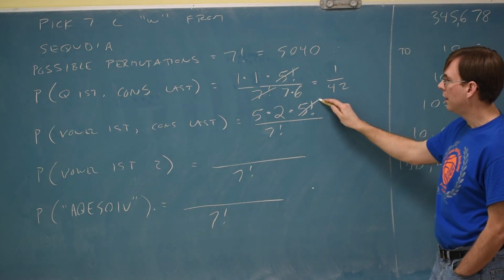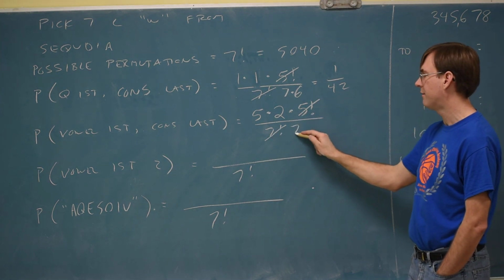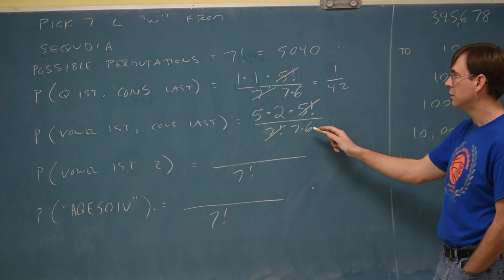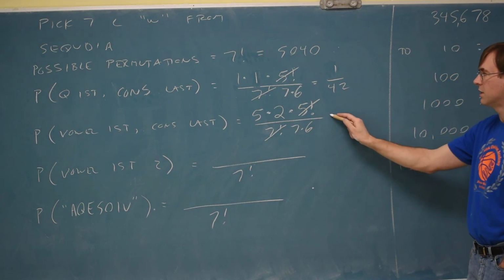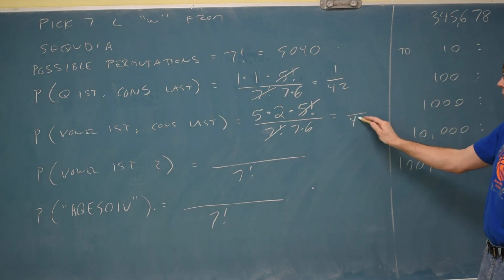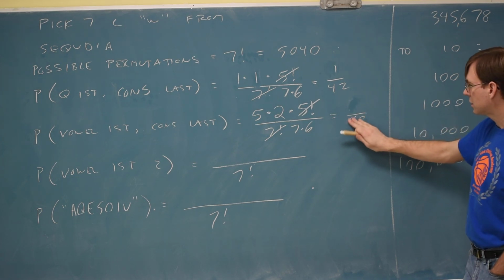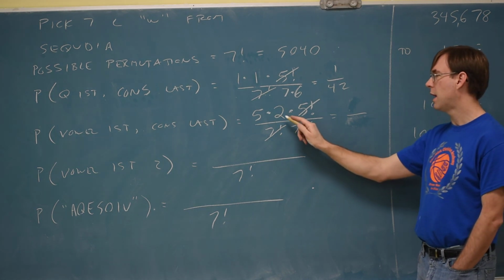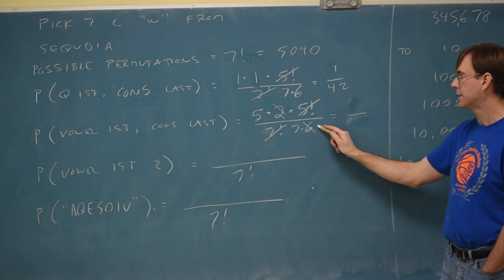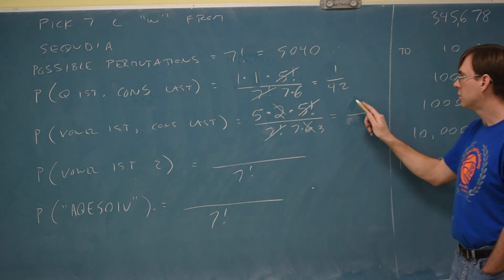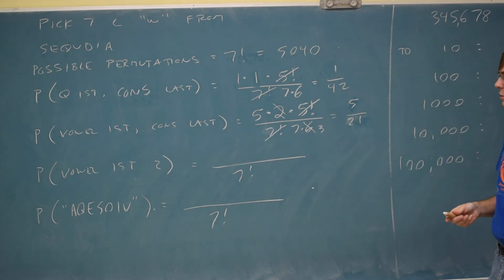5, 4, 3, 2, 1 can cancel 7, 6, 5, 4, 3, 2, 1 to leave the same 7 and 6 as before, 42 on the bottom. Disagree with myself already, I would do another quick cancel. 2 can cancel 6 to leave 3. Top has a 5, bottom has a 21.